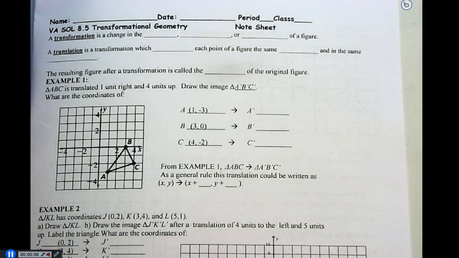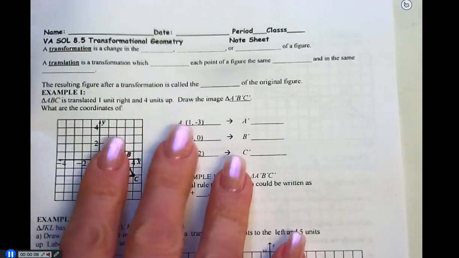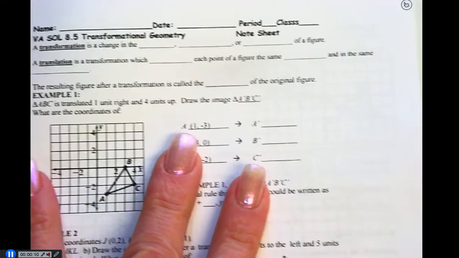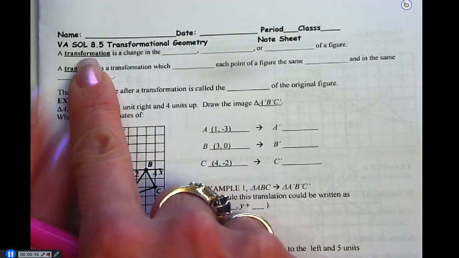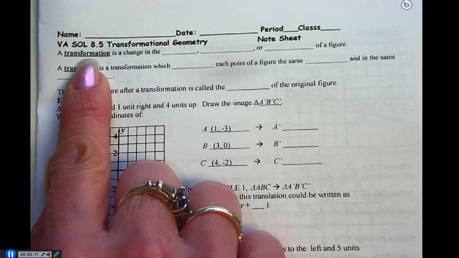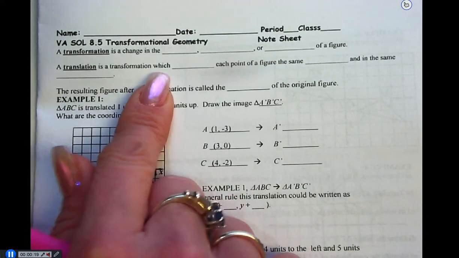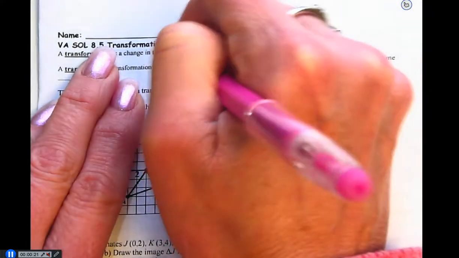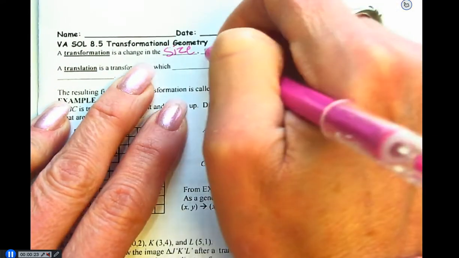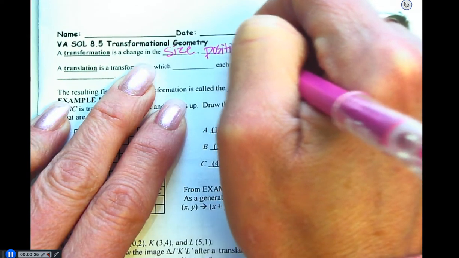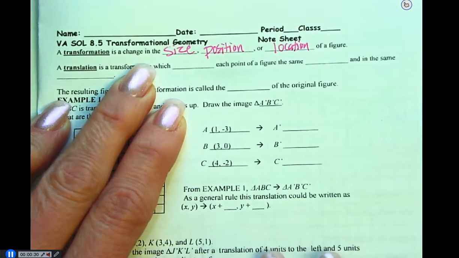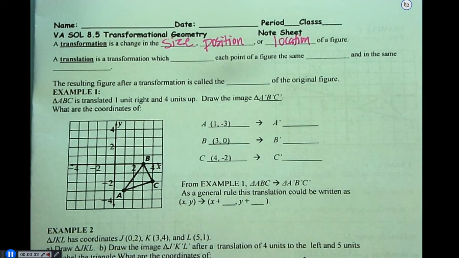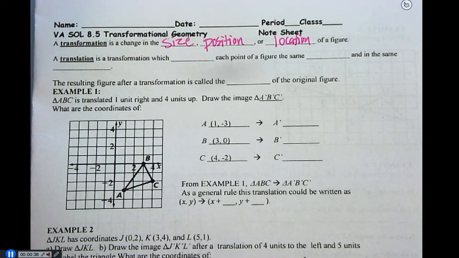Specifically, what we're learning about today are translations. But before we get into translations, we need to define the first type of transformation. The word transform means to change. So a transformation is a change in the size, the position, or the location of a figure. It could be the direction it's facing, the size, the position, or the location.